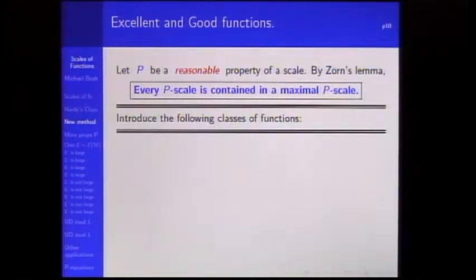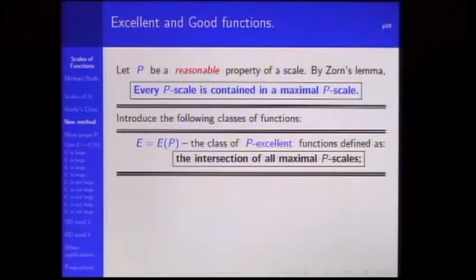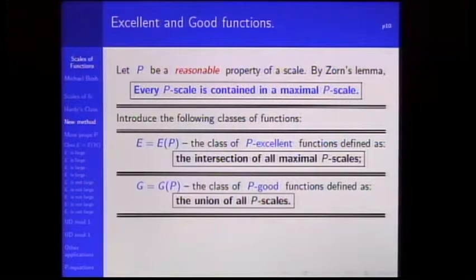We introduce the following classes of functions. Excellent functions: this is the intersection of all maximal P scales. Every P scale belongs to some maximal P scale. We take the intersection of all of them, and those functions which are in this intersection are called excellent, or P excellent if we want to emphasize dependence on the property P. Then there are good functions. This is my terminology, and it's not used in any of my papers. I started using it in some talks in the last two years. A function is good if it belongs to some Hardy field, or some P scale.